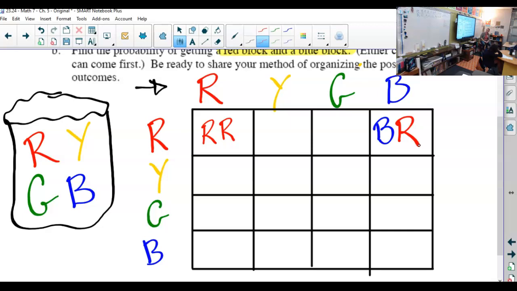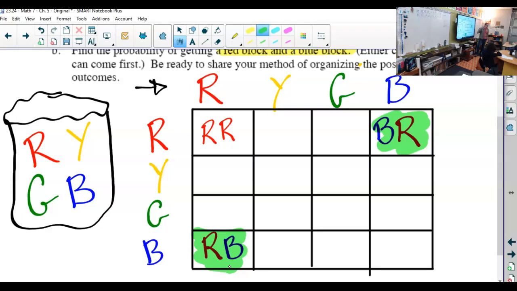How would you say that though? Bottom. Yeah, this would have been red, then blue. So this would be good. How many ways are there to get a red-blue combo? 2. 2 out of what? 16. I don't even have to fill in all of the events to say, oh, well, there's 4 and 4, so it's 2 out of 16.